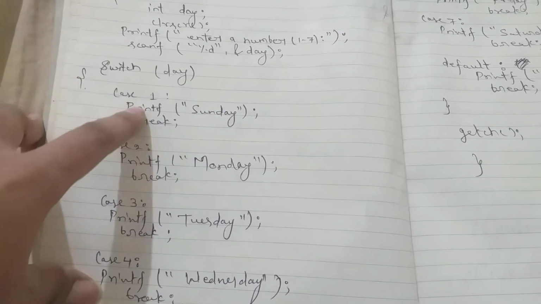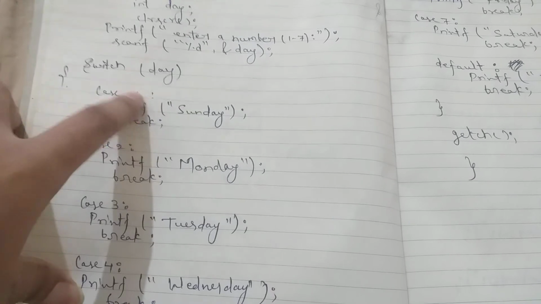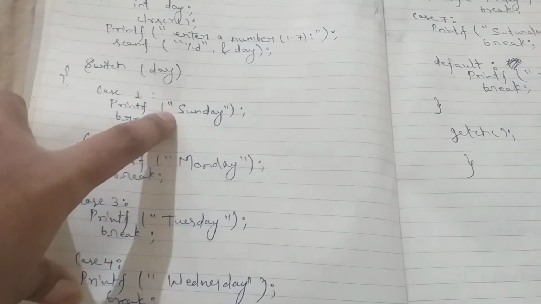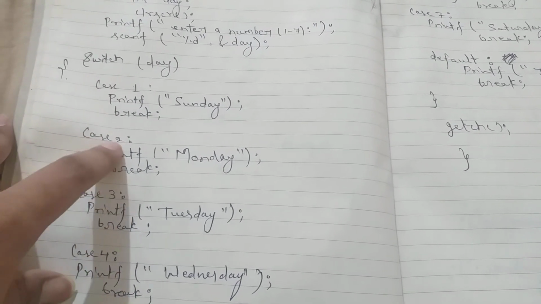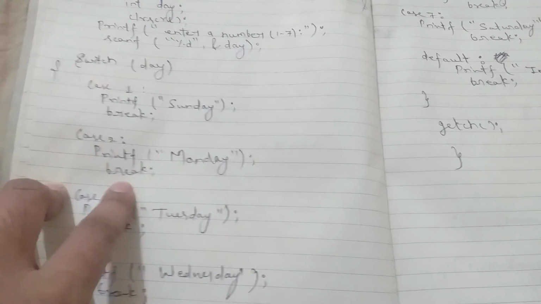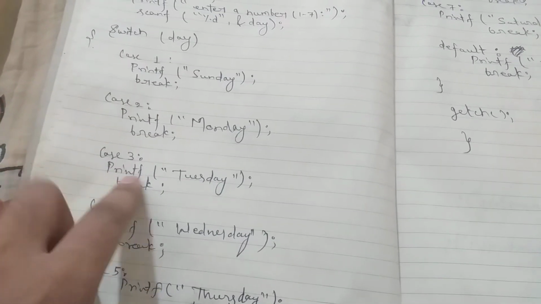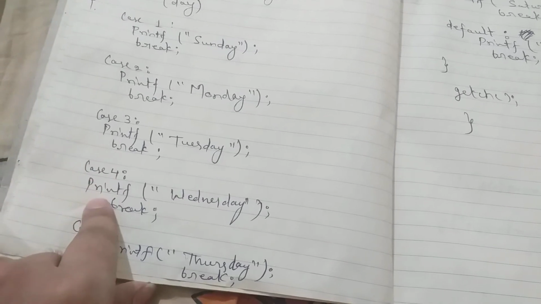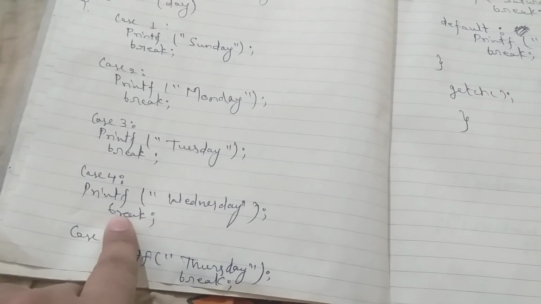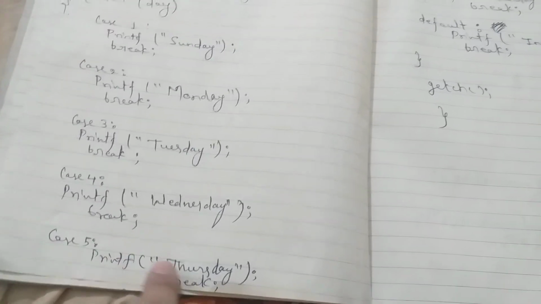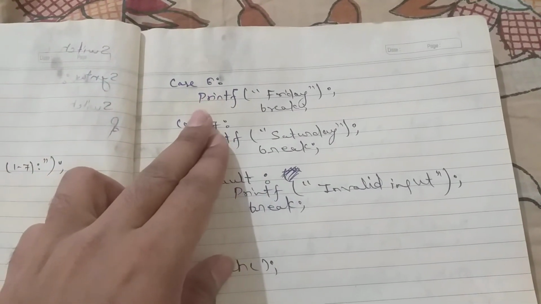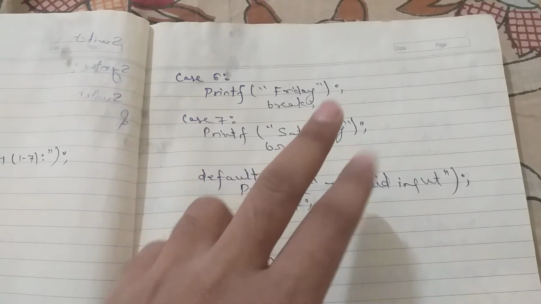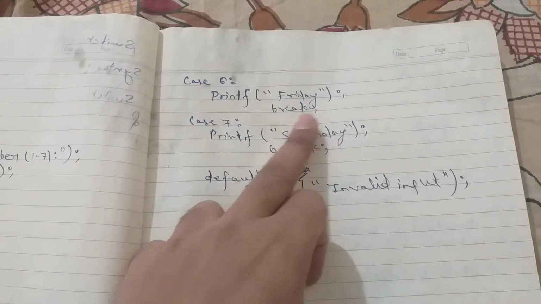case 1 colon, the code printf Sunday, first day of a week is Sunday, then break. Again case 2 printf Monday, break. Similarly case 3 printf Tuesday, break. Case 4 printf Wednesday, break. Case 5 printf Thursday, break. Further, case 6 colon printf Friday, terminator that is semicolon, break, semicolon.